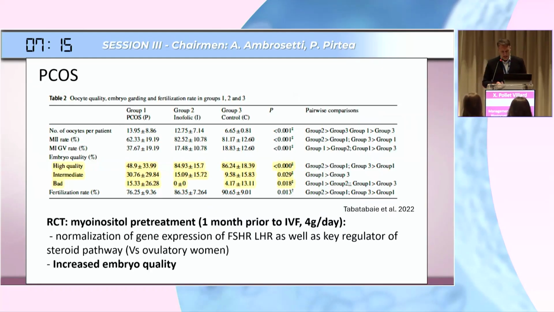And more recently, in an RCT from Tabatabai in 2022, it has been shown that myo-inositol pre-treatment, 4 grams a day, 1 month prior to IVF, led to an increase in high-quality embryos and a decrease of bad quality embryos compared to control.